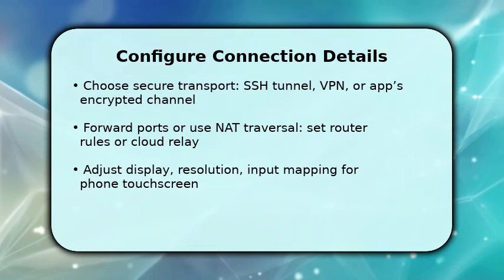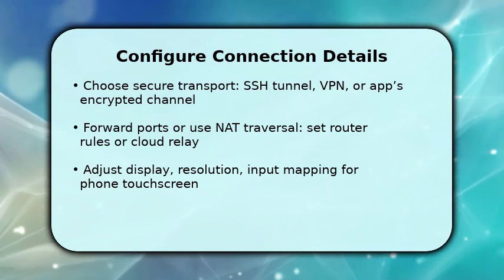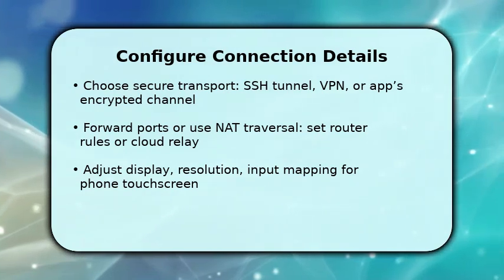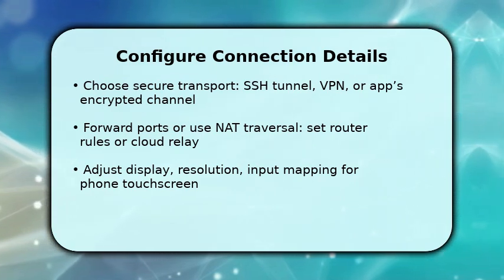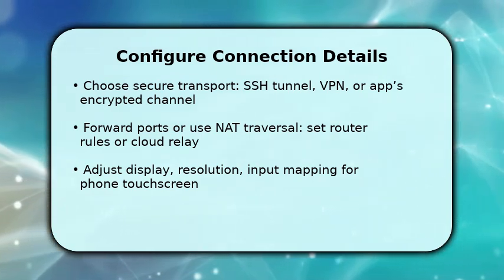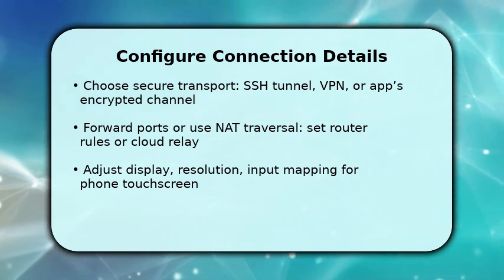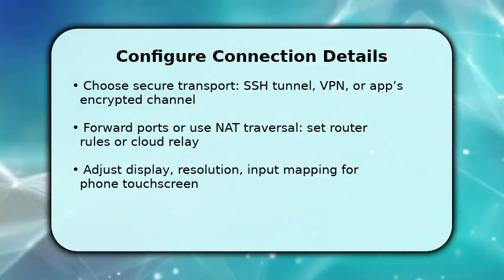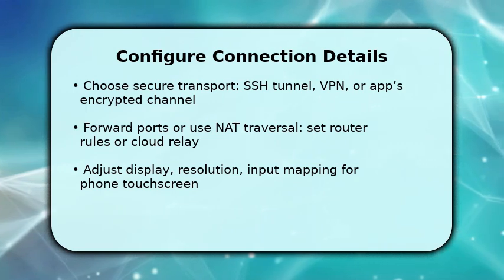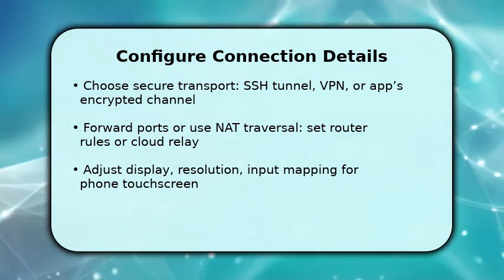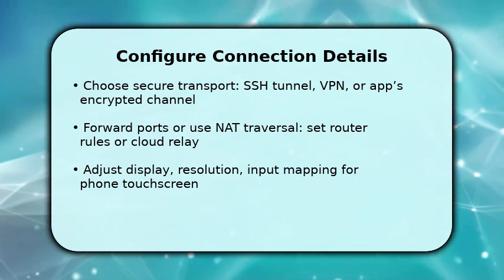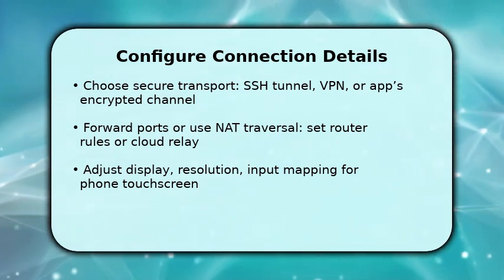Now configure how the phone will reach the PC securely. Use a VPN or an SSH tunnel to avoid exposing raw ports, or rely on the remote app's encrypted relay service. If you must use port forwarding, open only the required port and bind to a specific IP. Set router rules carefully.